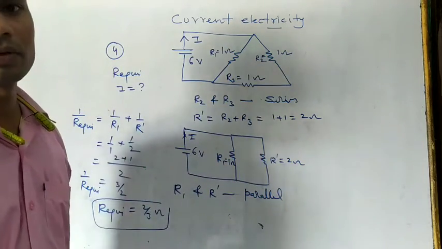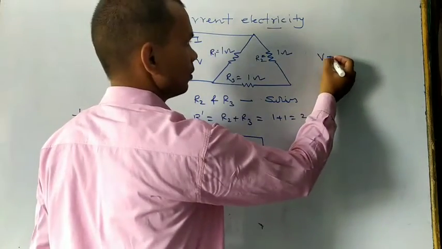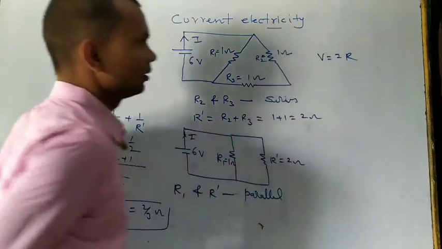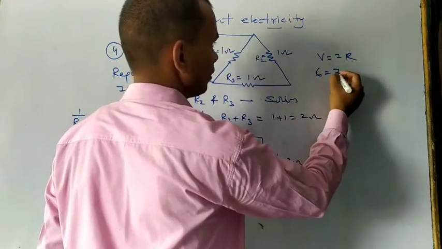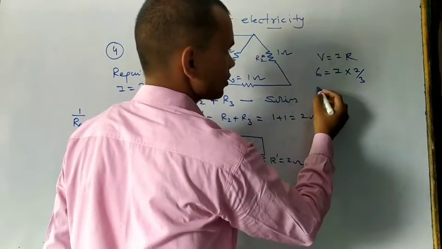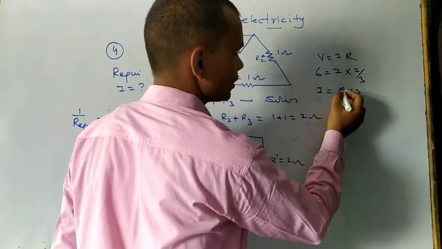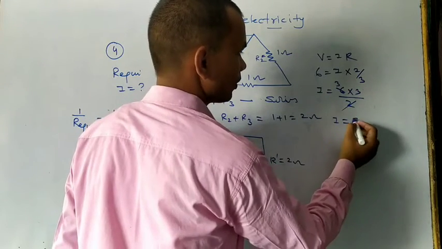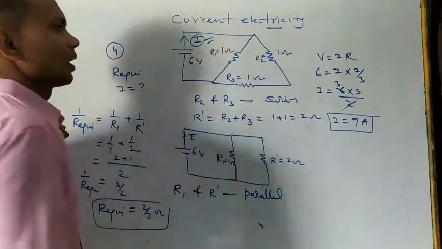After that we want to calculate the current flowing in it. So by Ohm's law, V equals IR, right? The potential is given as 6, the current we want to calculate, and R is 2 by 3. So I equals 6 into 3 by 2. So this is 3, so I equals 9 ampere. This means the total current flowing is 9 ampere.